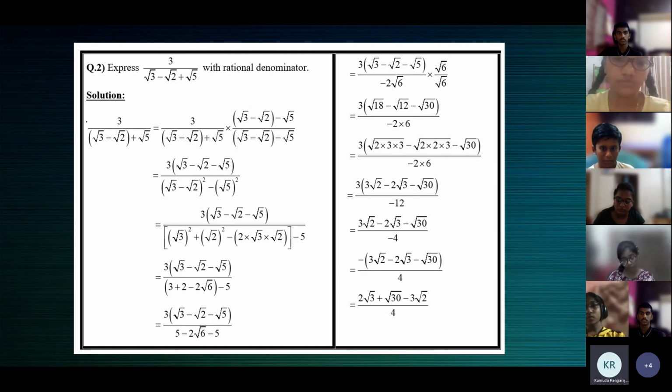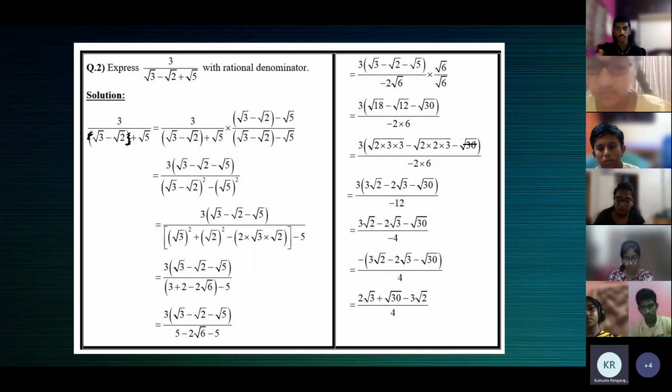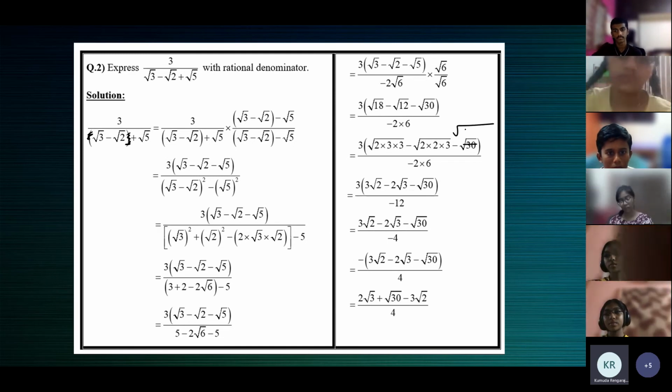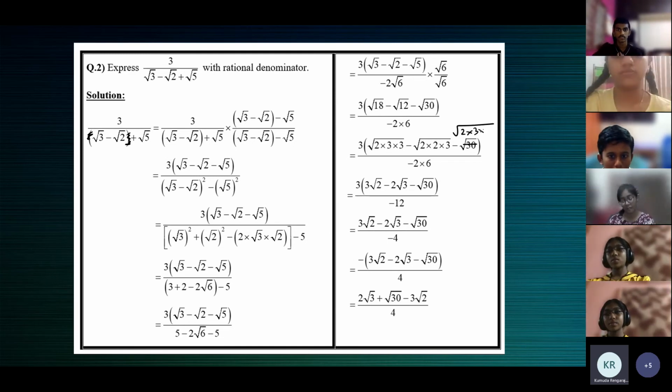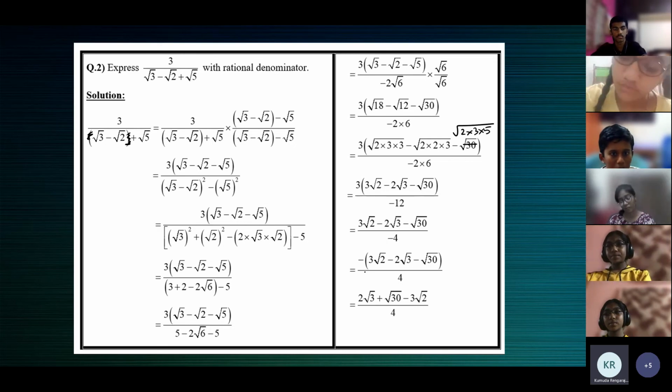So children, take a screenshot of this one. I don't want you to write this bracket here. And then I want you to show the factors. 2 3s are 6, 6 5s are 30. I want you to show it here. With these two changes, please take the screenshot.